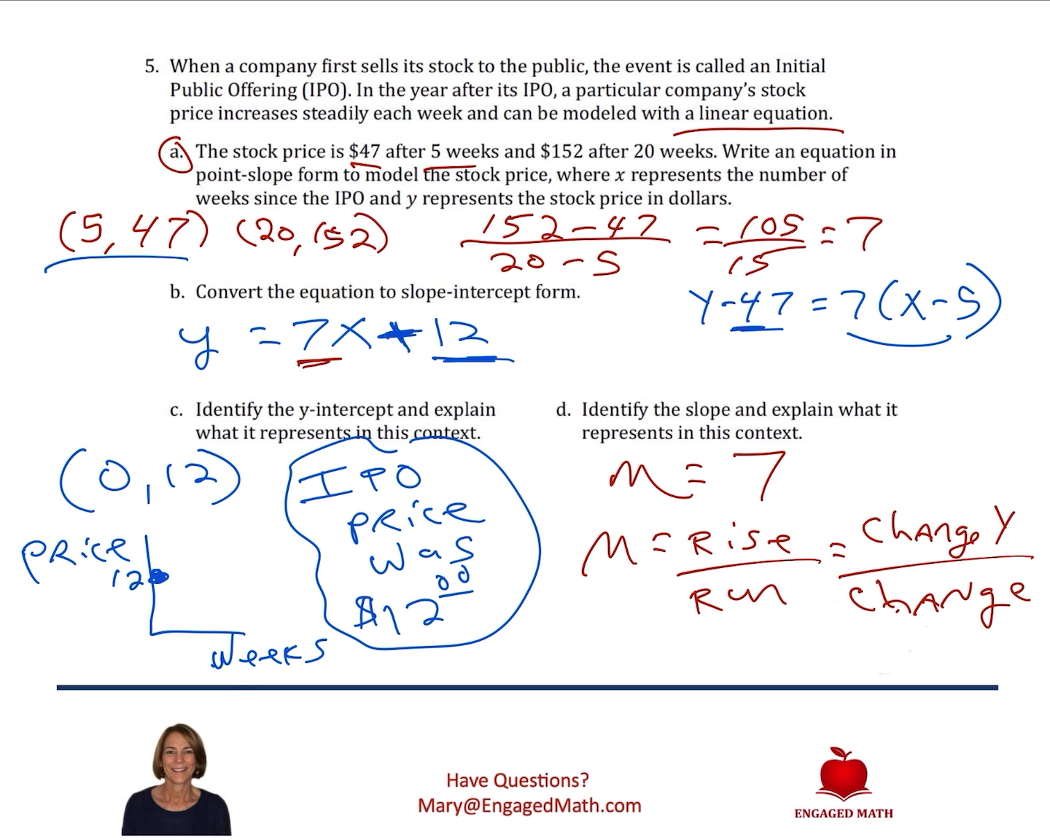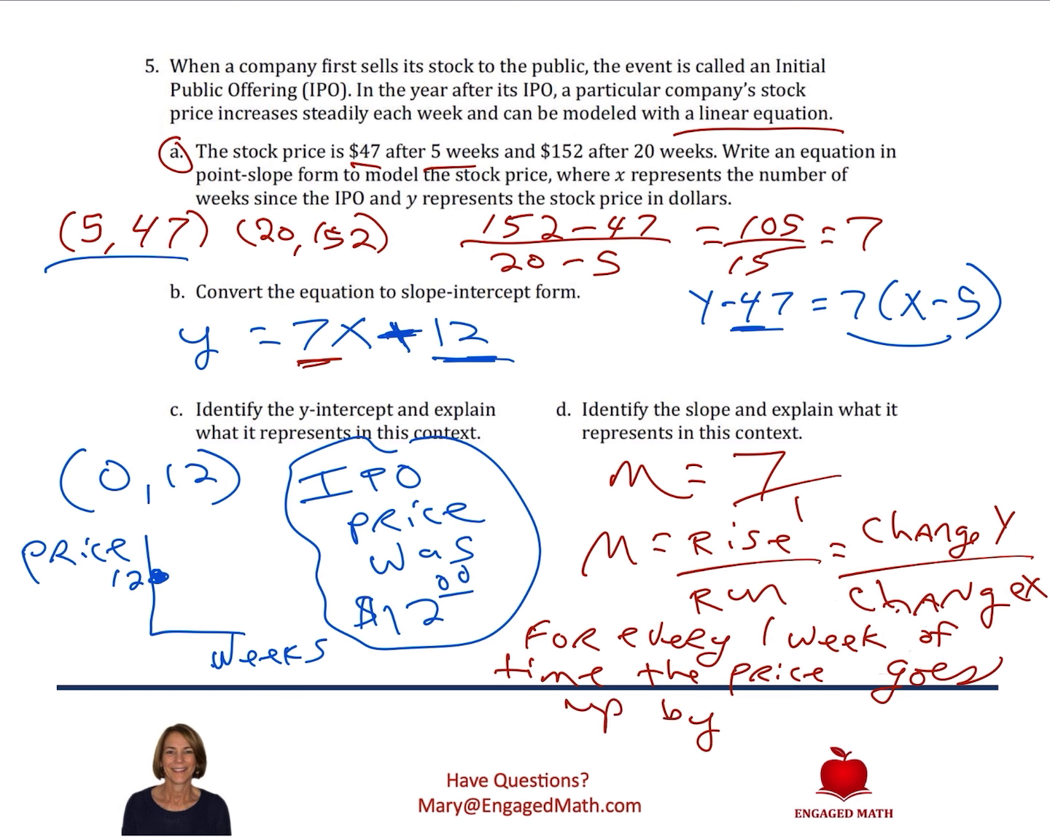So in this case, a slope of 7 means that for every 1 week of time, because that's the denominator, it's really 7 over 1, the price of the stock goes up by $7. And that's what the slope means. Every week that goes by, our stock price went up by $7. Okay, great job. See you next time.